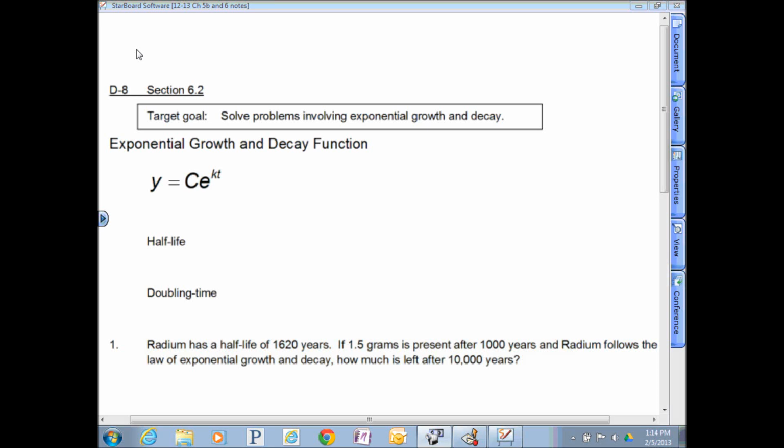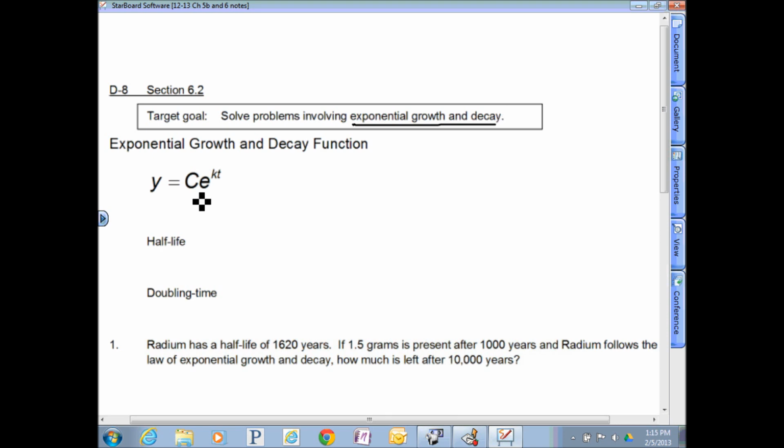More section 6.2. We're working on exponential growth and decay. So this should really be a review of what we saw in our pre-calculus class and even our Algebra 2 class with trigonometry. So, exponential growth and decay function. We've seen this before. So, a little bit of a review.